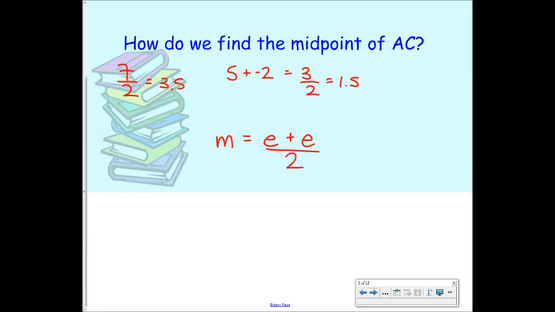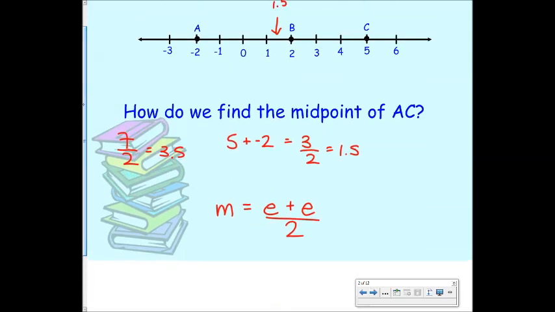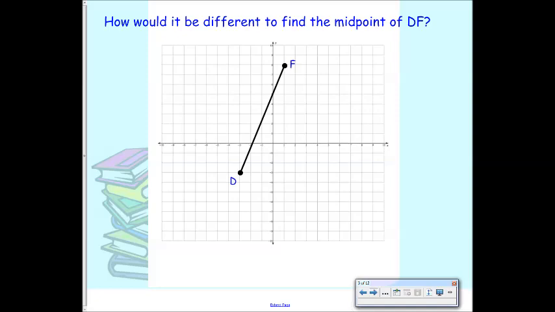Don't write this down yet, though. Okay? So keep that in mind, but don't write that down because we're going to change it a little bit. So we've got end point plus end point divided by 2. Now, that's if it's on a number line, but we're not really going to work with them on number lines. We're going to work with them on this thing, which is a what? A graph or a, what kind of plane? Coordinate plane. This is a coordinate plane.